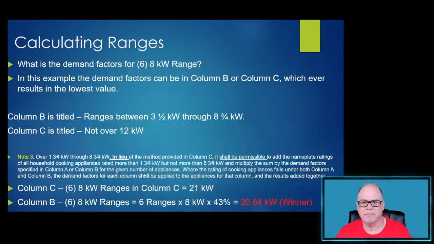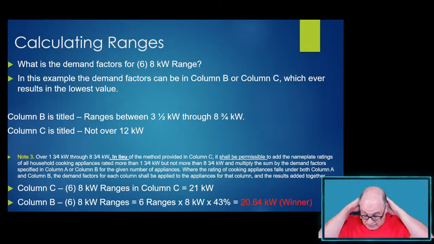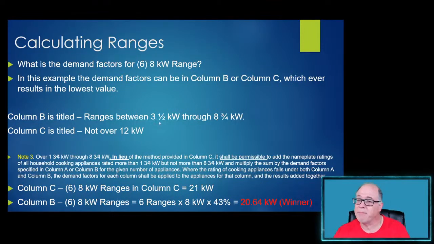Let's make it a little tougher. Now, what if the demand factor is, and I do it this way so that you can kind of see where we're going with this. What if I'm doing a multifamily and now I have 6 of those 8 kW ranges? Now, you might be thinking, okay, this is going to get more complicated. It's not. Trust me. It's still using note 3. Still the same concept. So, look at it here. We still fall under where? Column B, because the 8 kW falls between 3.5 and 8 3/4.